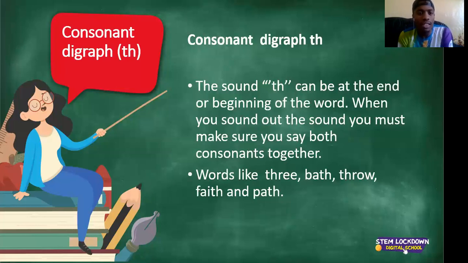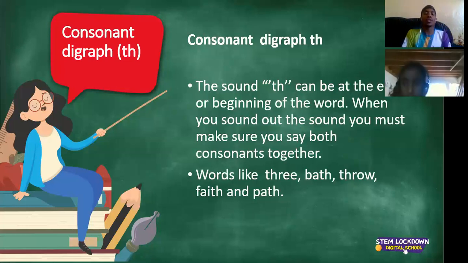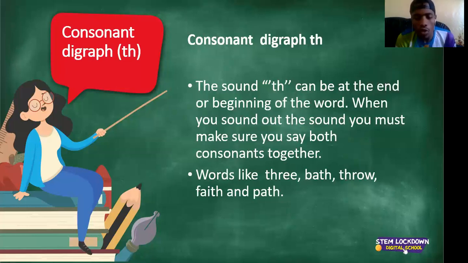The consonant digraph. Consonants are all the letters of the alphabet besides A, E, I, O, and U. Everything else besides A, E, I, O, and U is called a consonant. So it means you've got two sounds that are consonants: T and H.